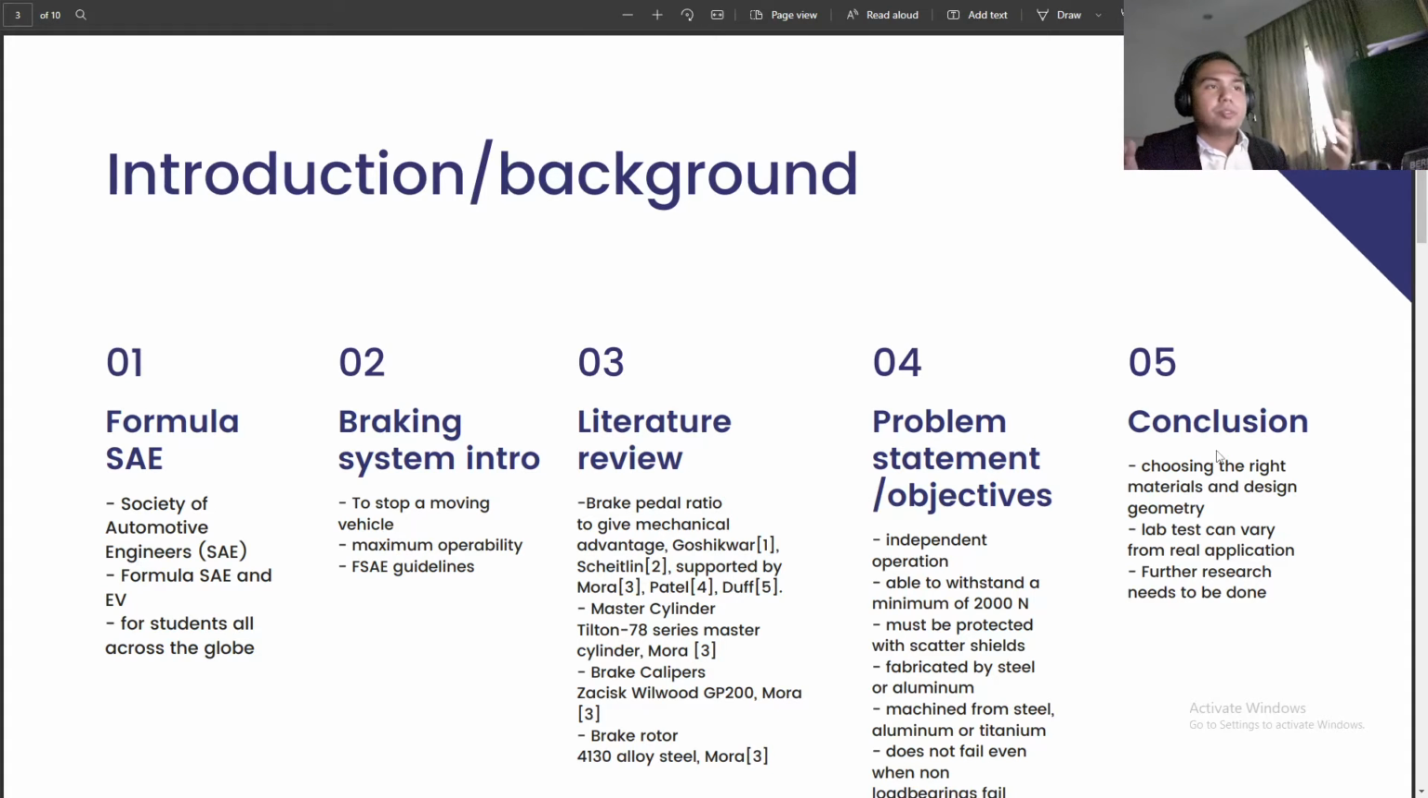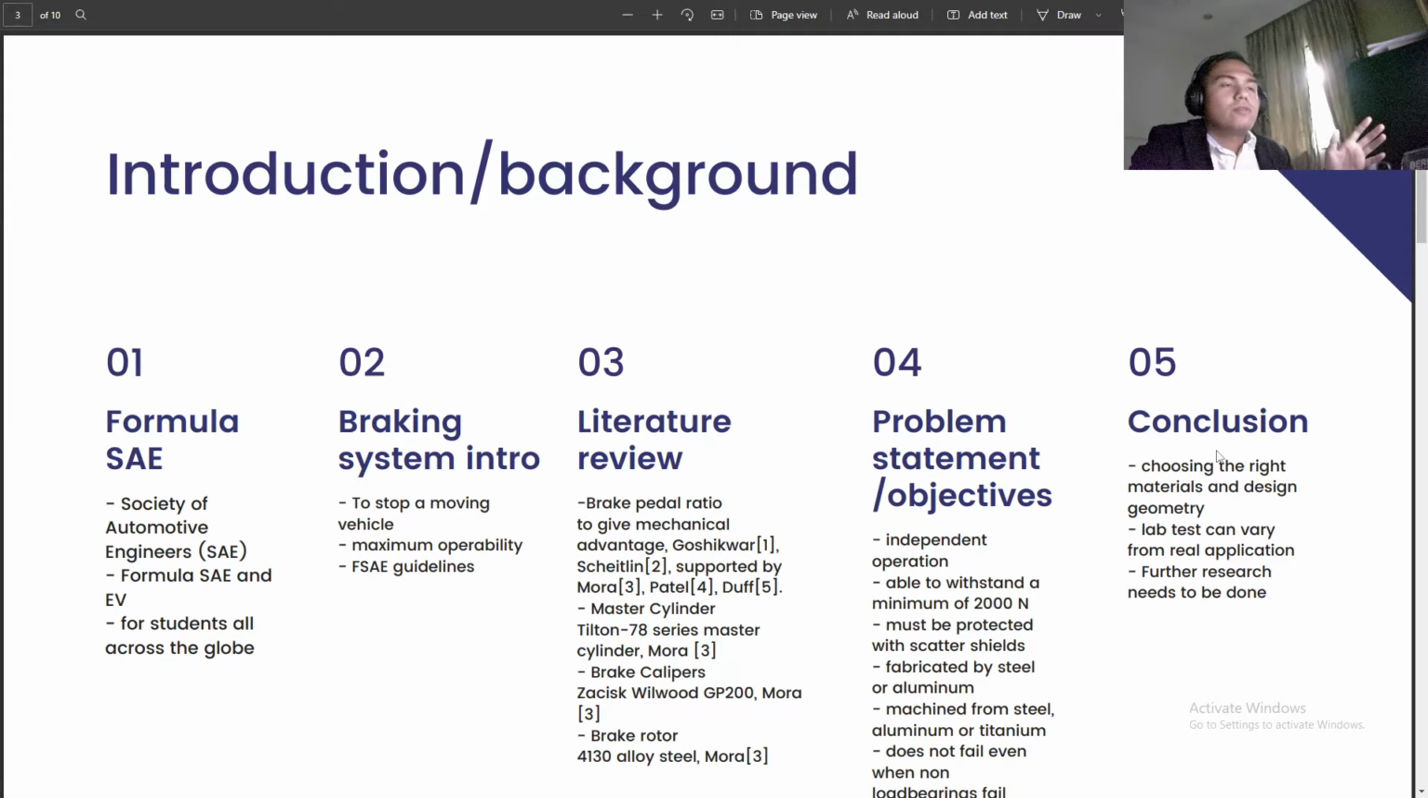Moving on to the problem statement and objectives. The problem statement and objectives have to follow the Formula SAE rules and regulations. Here are the guidelines outlined in the Formula SAE rules and regulations. First of all, the braking system should be able to lock all four wheels, and it needs to be independently operated, meaning there will be two master cylinders, each with their own reservoir.